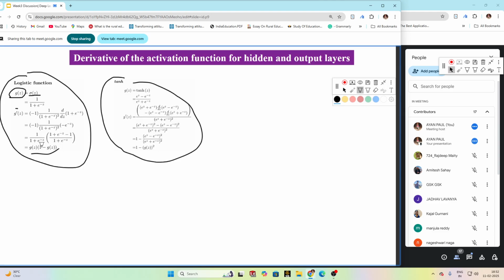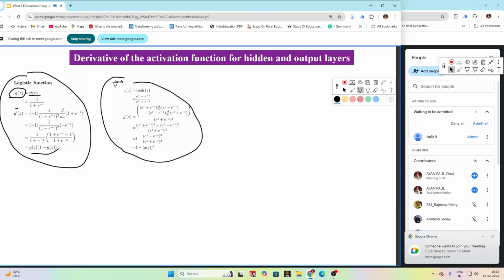You can take out your copy and pen and solve that later. But this is the derivative of the logistic function. Similarly, the derivative of the tanh function is 1 minus g(z) whole square. So these are the two activation functions that are used, and these are their derivatives.